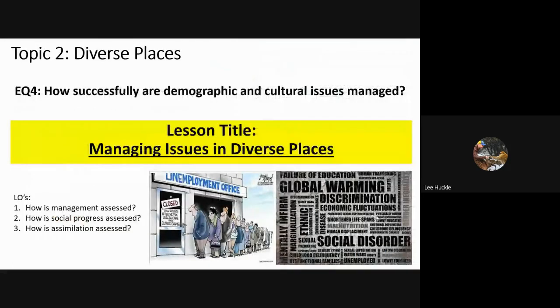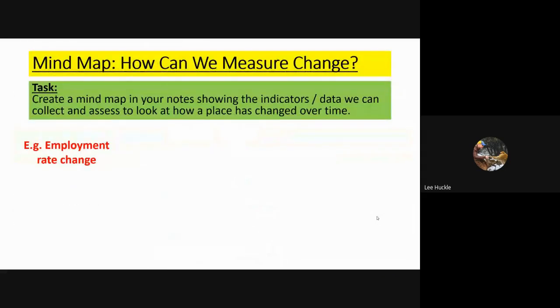Right, EQ4 started with the following focus: managing issues in diverse places. There are 3 aspects to this. How is management assessed? How is social progress assessed? And how is assimilation assessed? Now you can see in the previous EQ, we've covered management, social progress, assimilation. We're bringing this together to look at how do we assess the success or evaluate the success of something that's taken place. So what you just started with was this question: how can we measure change?